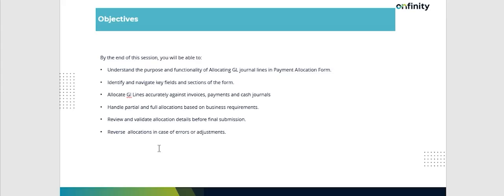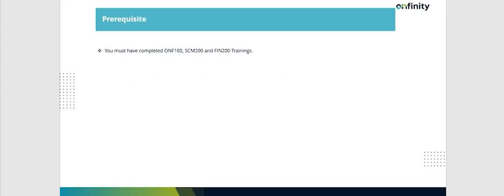Next, you will learn how to review and validate allocation details before final submission. Before processing the transaction, you can validate the allocation and verify that it has been correctly created in the system. Another objective is to understand how to reverse allocations in case of errors or adjustments. If an incorrect allocation is made, it can be reversed, and the impact of the reversal can be viewed across the related forms.